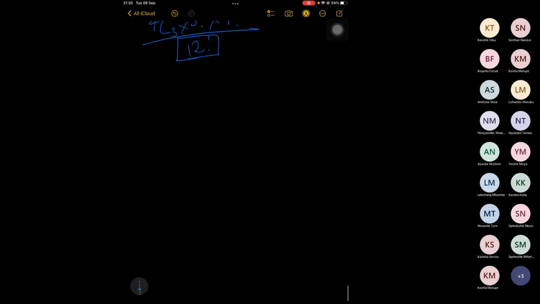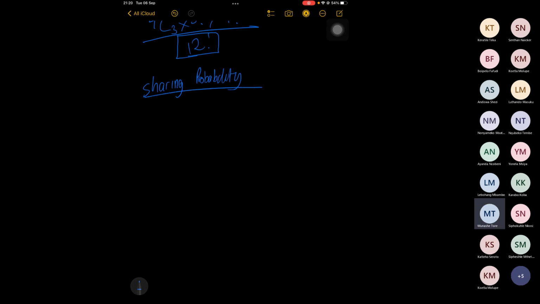Okay, so now sharing. The probability of sharing is actually the same thing, isn't it? Yesterday we were saying you have two cases. The first case is when they're identical, and the second case is when they're different. So when they're identical and when they're different, how do you go about it? You just do whatever we've been doing.